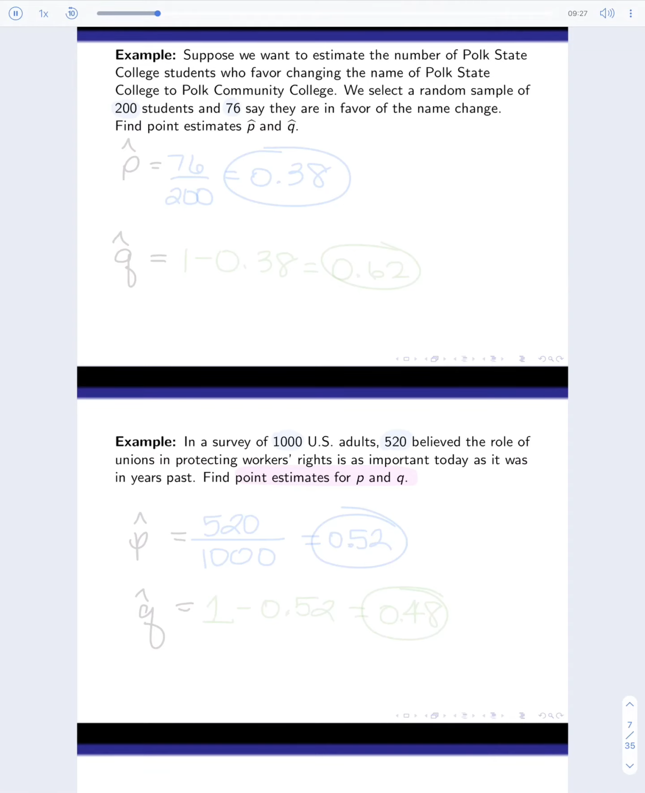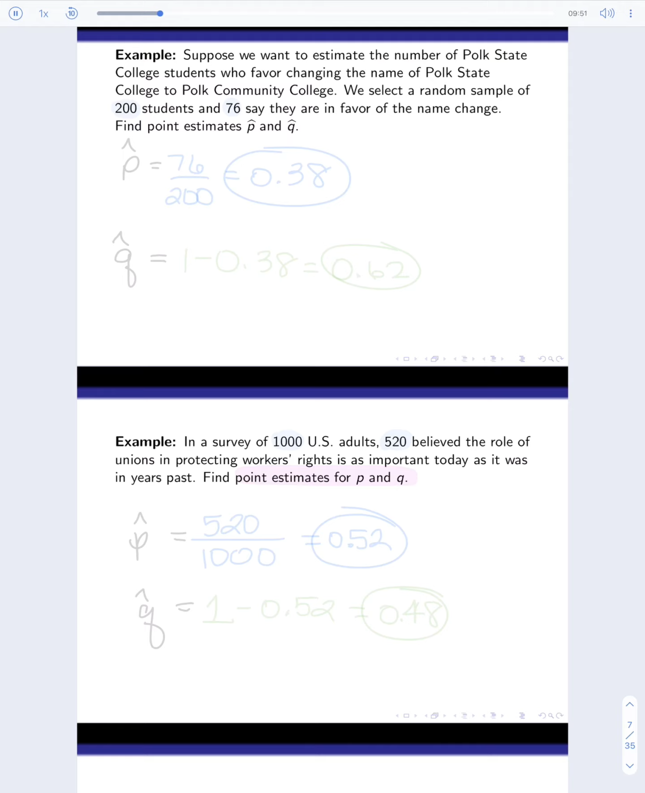Before we actually go about making confidence intervals, we want to be able to find our point estimates, p hat and q hat, meaning using the samples they actually give us, can we come up with our proportions, the p hat for the sample and the q hat for the sample. So let's take a look at this first example.